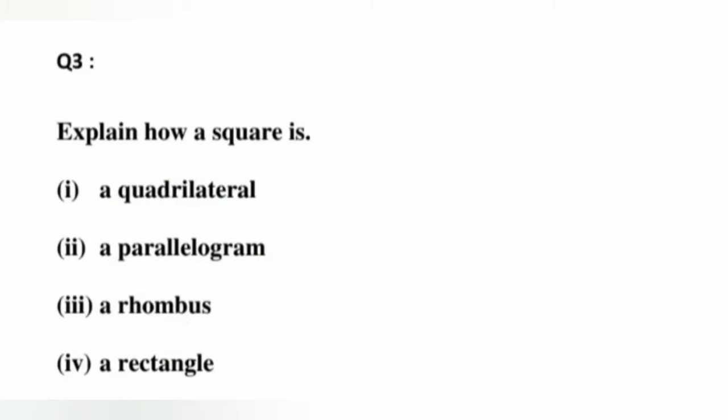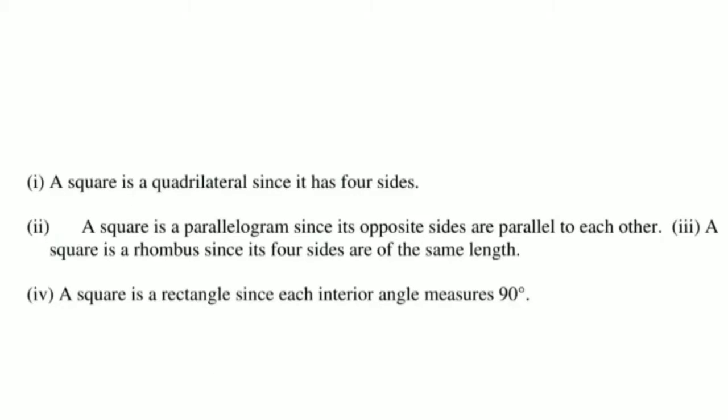Question number 3. Explain how a square is a quadrilateral. So the answer is a square is a quadrilateral since it has 4 sides. This I already told you in the definition. Quadrilateral has 4 sides. Next one, parallelogram. So a square is a parallelogram also since its opposite sides are parallel to each other. Third one, a rhombus. So a square is a rhombus also since its 4 sides are of the same length.